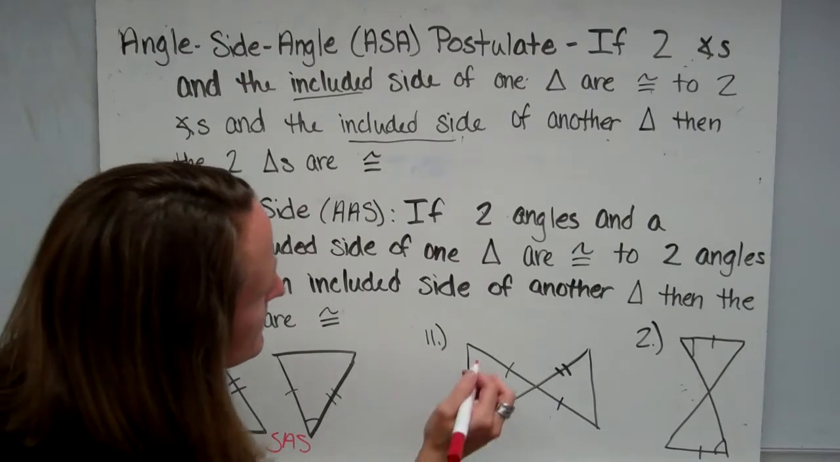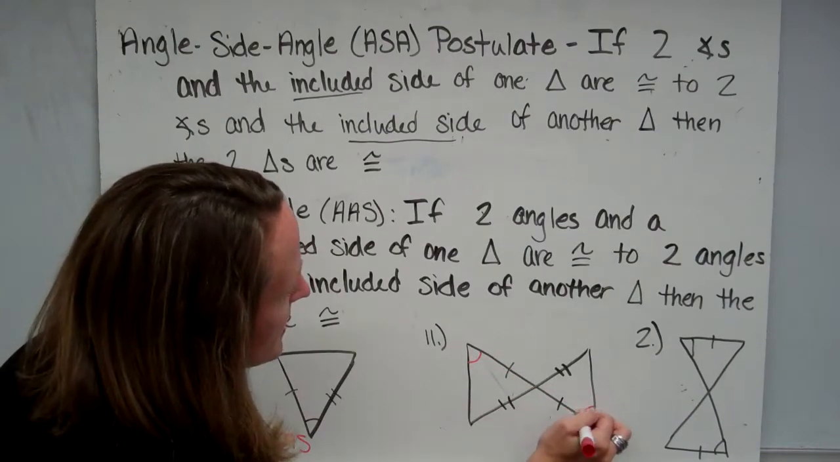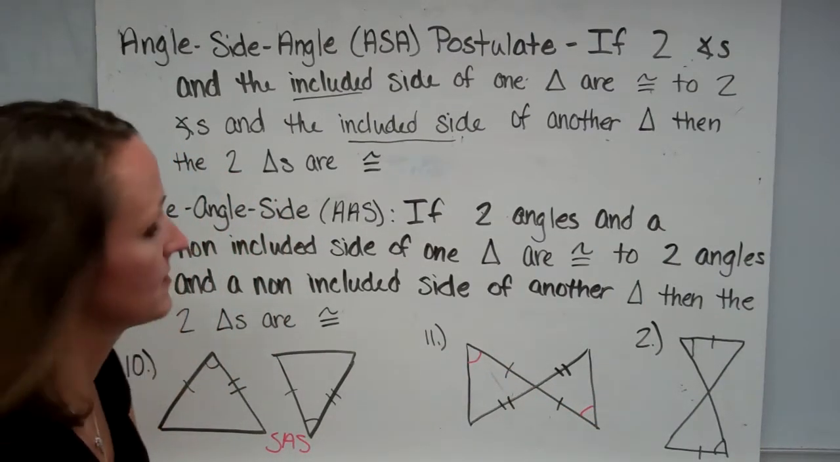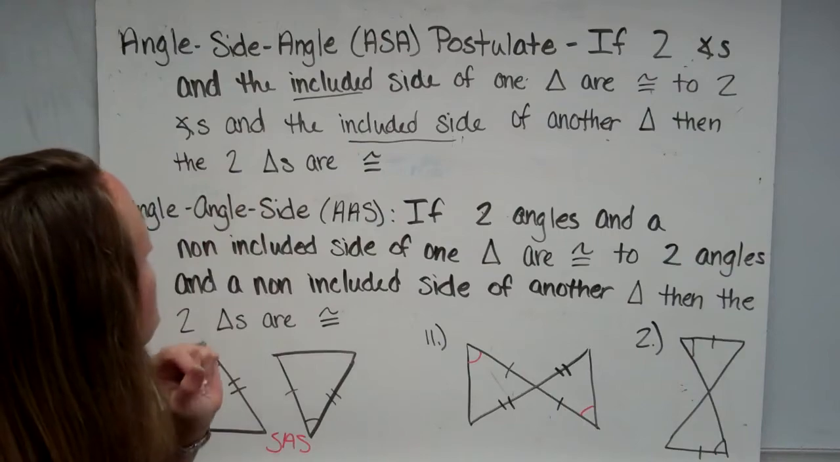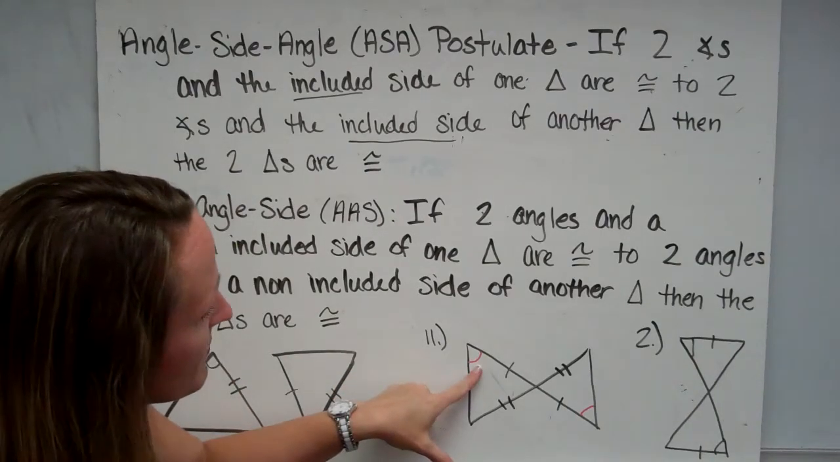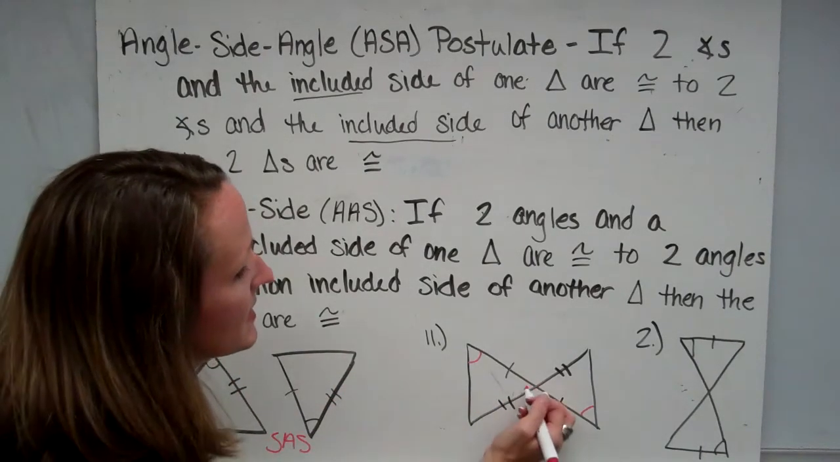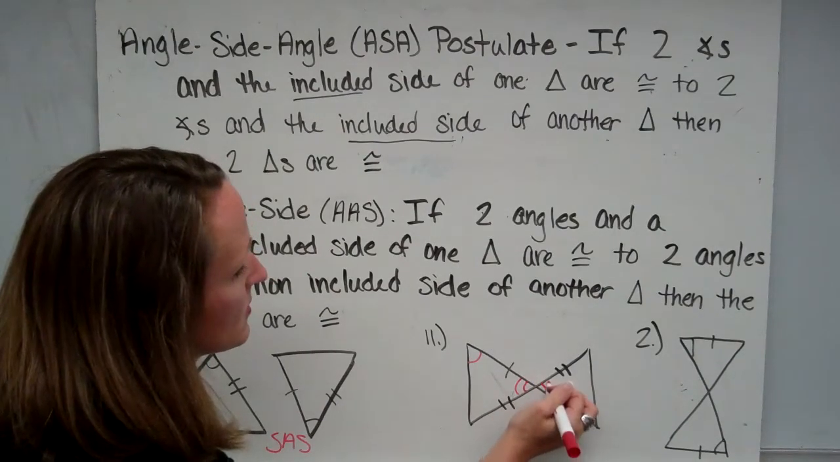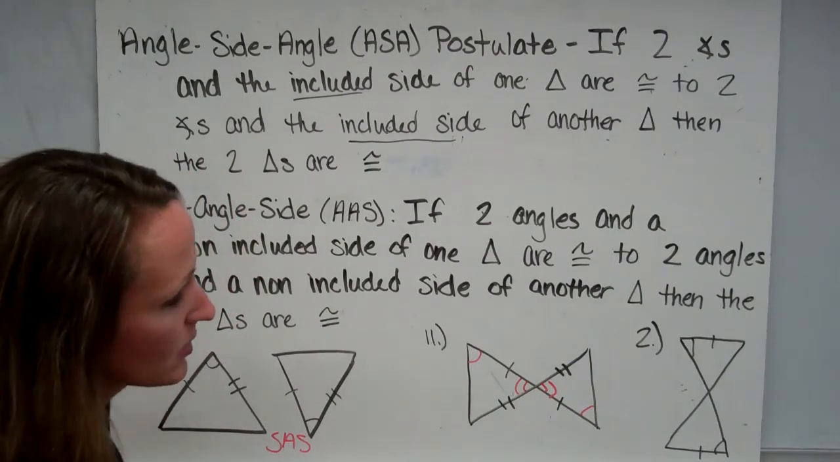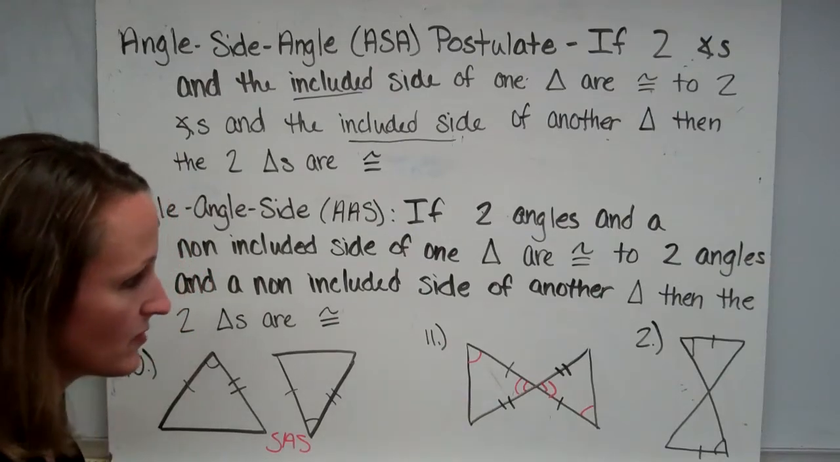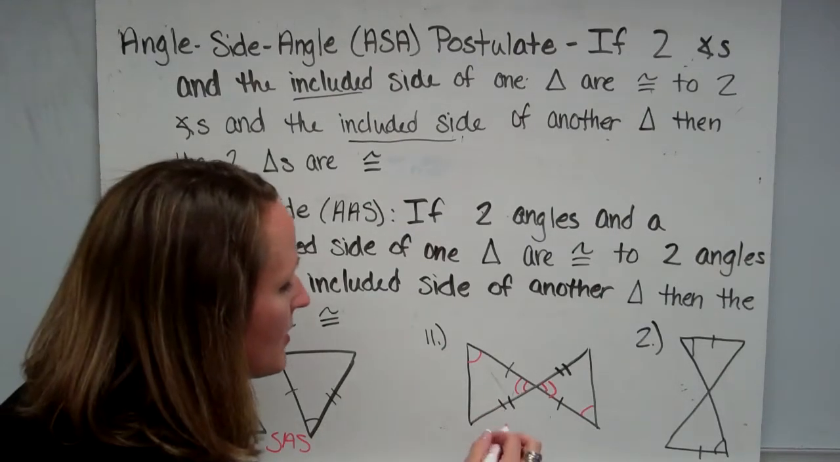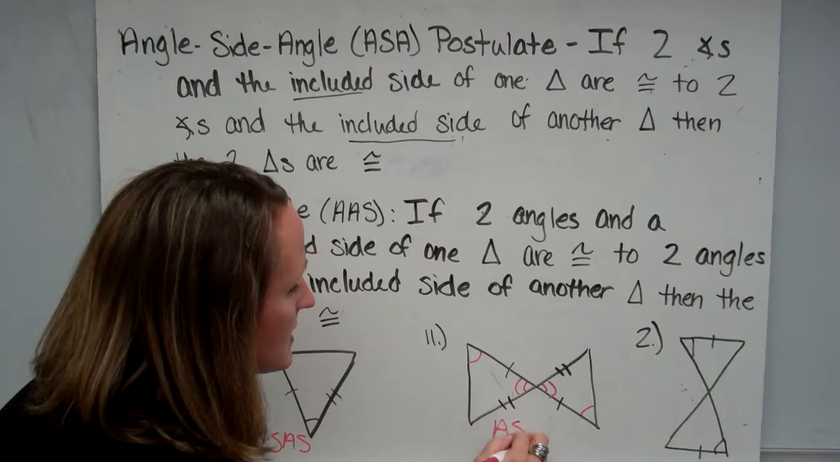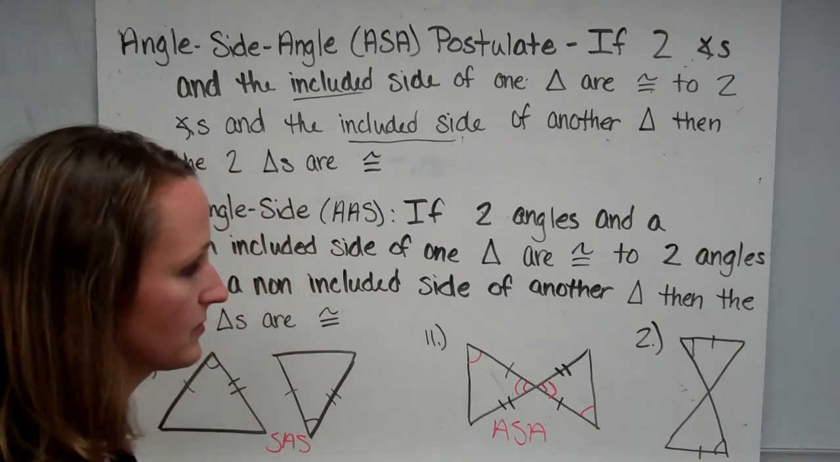So let's look over at this one. Let's say that this angle and this angle are congruent. Now, still dealing with angle, side, angle, if we have this angle and this angle congruent, and again, here's our vertical angles, so we know that they are congruent, we can prove example 11 congruent by angle, side, angle.